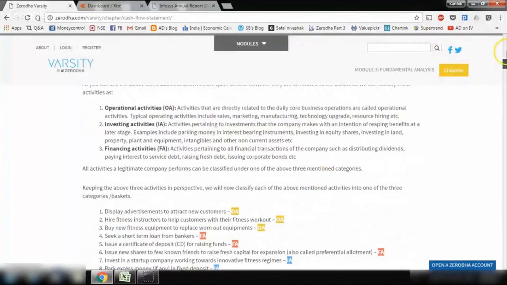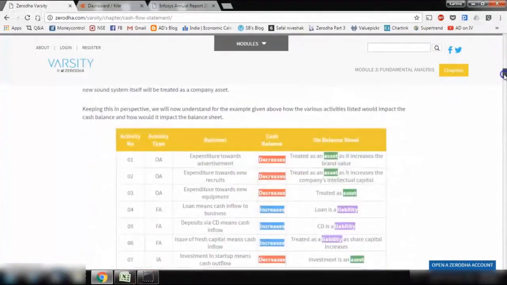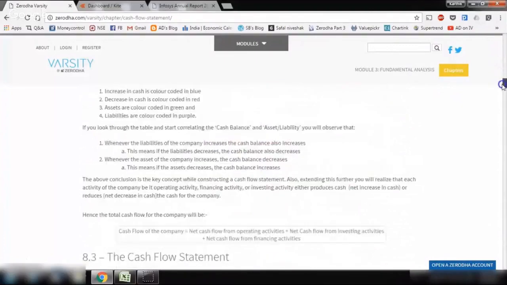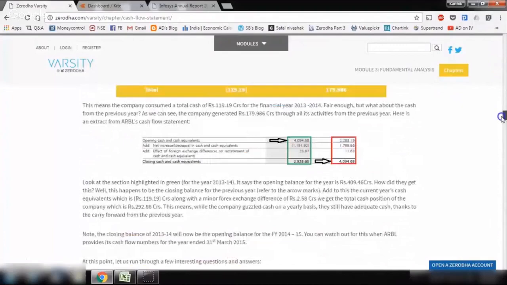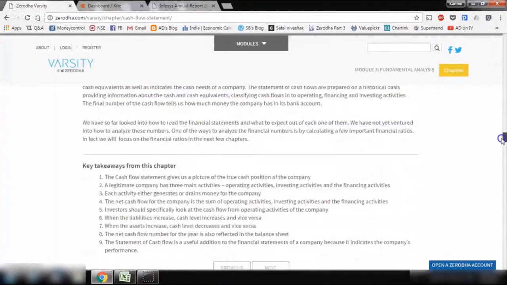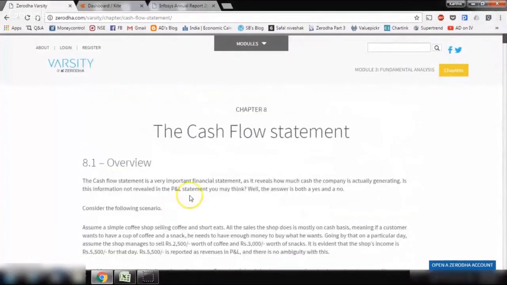So yeah, I'll leave it at this. I hope that serves as a quick introduction to cash flow. Of course, if you go through this module, we've got a ton of content with examples and all that. So I would strongly suggest that you go through this chapter whenever possible, right?